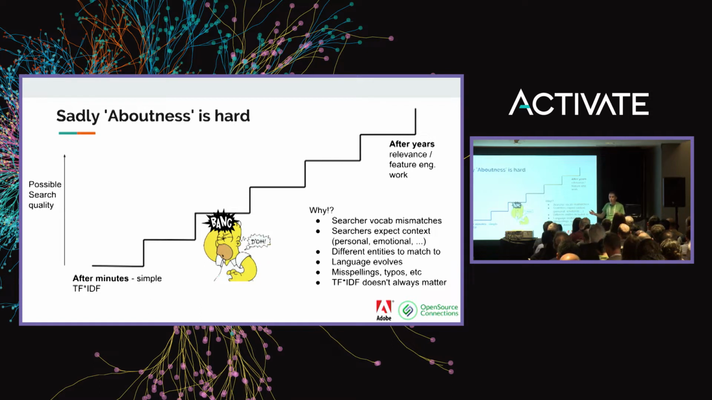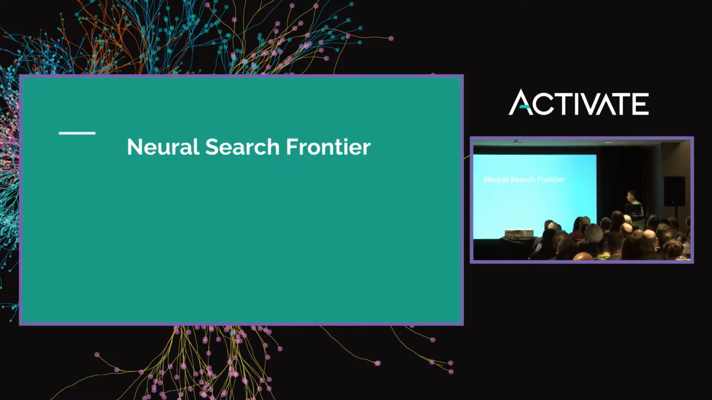Language changes and evolves. The first versions of Google probably weren't dealing with WTF and those sorts of things. Then there are misspellings and typos. There's all kinds of different things in our documents we want to match on, sometimes title, sometimes people. And finally, depending on our intent, TF-IDF just doesn't matter. Sometimes it just doesn't match or not. So a lot of different things there.